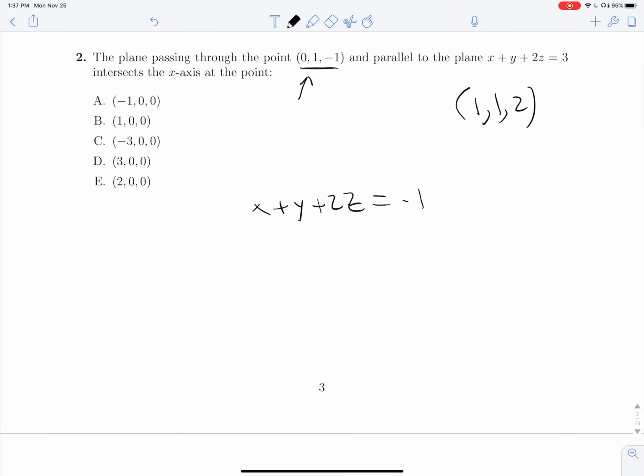And now we need to see what our point on this plane that intersects the x-axis is. Well, we intersect the x-axis in 3D space when y and z are both equal to 0. And so x plus 0 is negative 1. So our point will be negative 1, 0, 0.